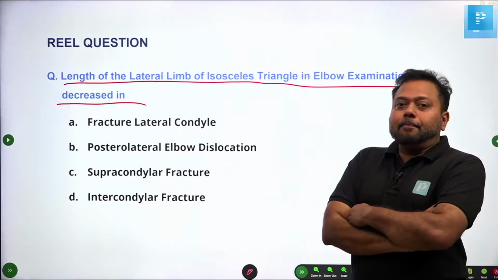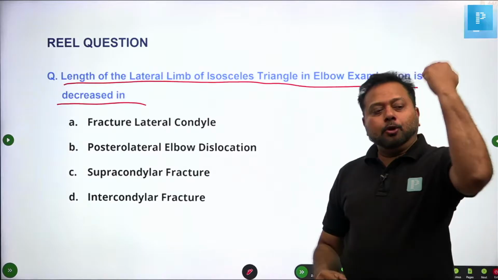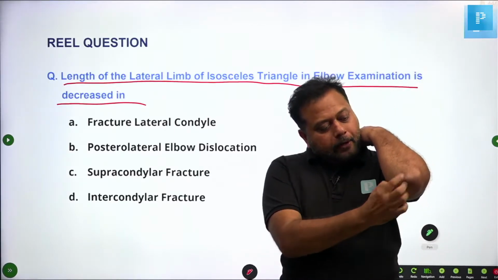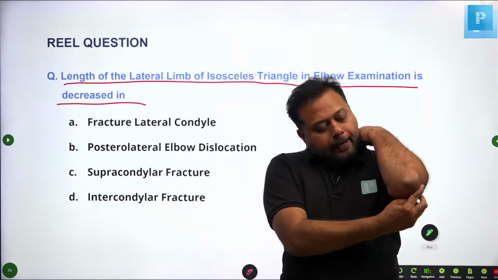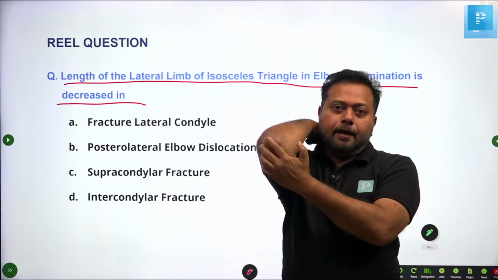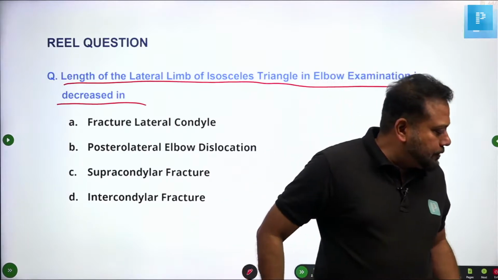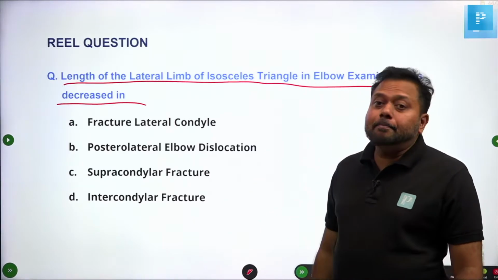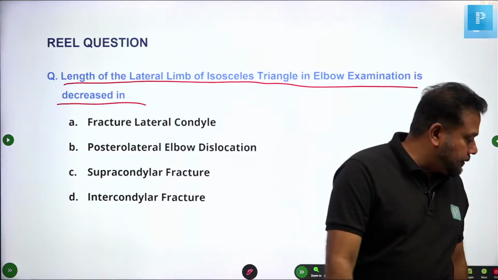Length of the lateral limb of the isosceles triangle in elbow examination is decreased in. I framed this question. See, when you flex the elbow, I am getting the tip of the olecranon, medial epicondyle, lateral epicondyle. I am getting a triangle, and the triangle is called an isosceles triangle. In the isosceles triangle, when the length of the lateral limb is decreased, what is the cause?